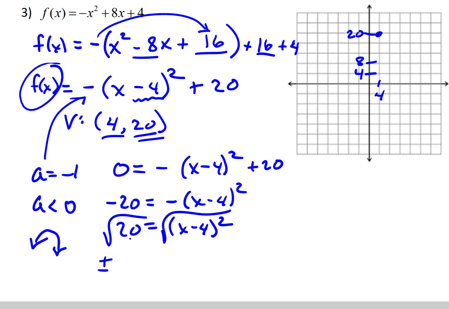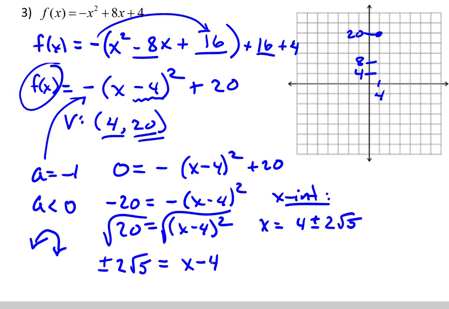The square root of 20 can be reduced. 20 is 4 times 5, which means this would be reduced to 2 root 5. So plus or minus 2 root 5 equals x minus 4. And then, of course, to get x alone, we'll go ahead and add 4 to both sides. That'll give us, for x-intercepts, the following values. X would be 4 plus or minus 2 root 5. That's by adding 4 to both sides of our equation.